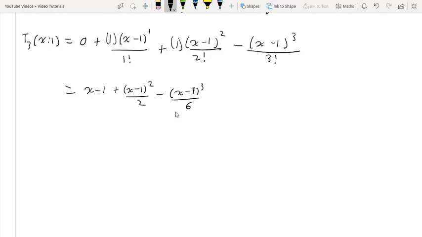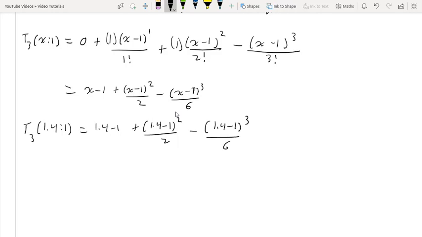And if we substitute our point 1.4, which is what we want to approximate, so we're looking for the third degree Taylor polynomial of 1.4 about 1, this will equal 1.4 minus 1 plus 1.4 minus 1 squared over 2 minus 1.4 minus 1 cubed over 6, which is approximately equal to 0.4693333, and the 3 will just keep repeating. I might as well put 7 3s in here, because that's what a usual calculator display will show. So that's the approximation you get with a third degree Taylor polynomial.